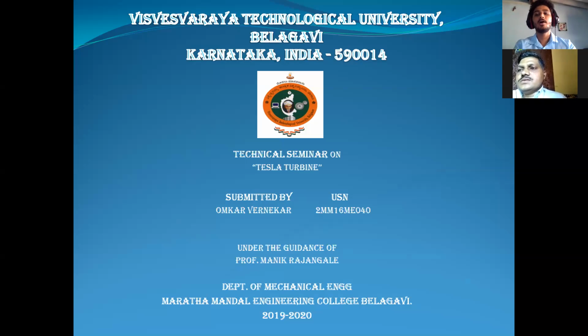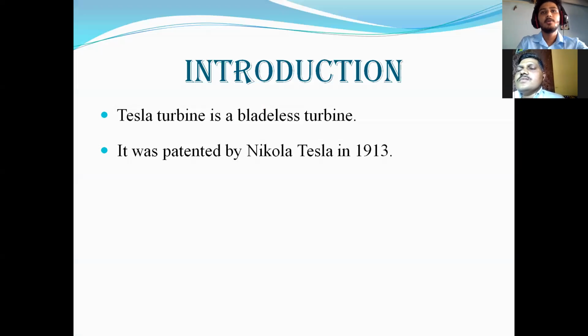As we all know, a turbine is a conventional device which converts one form of energy into another form of energy by having a rotary motion. So I want to tell you about my Tesla turbine. A Tesla turbine is nothing but a rotary device which, with the help of a fluid, converts fluid energy into mechanical energy.